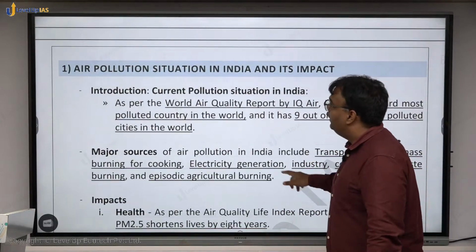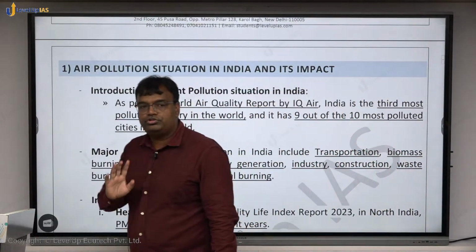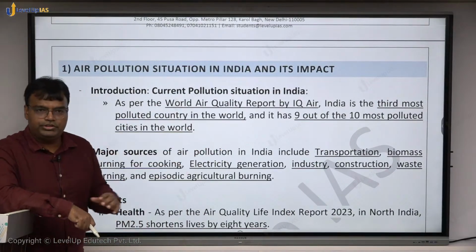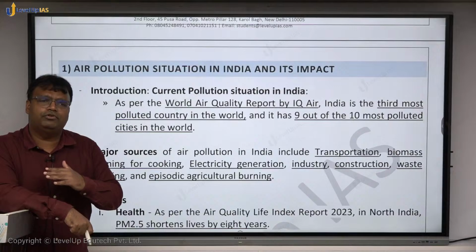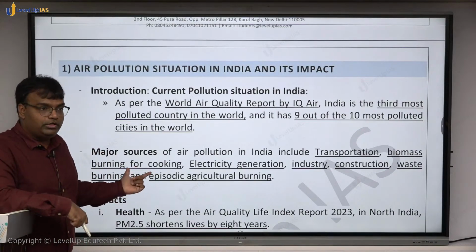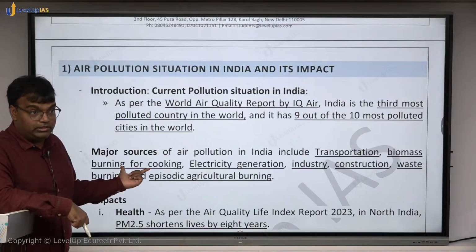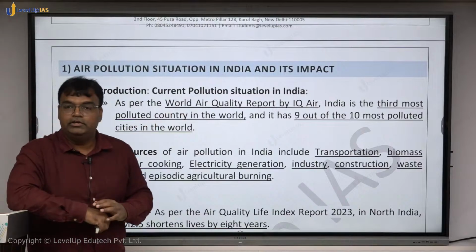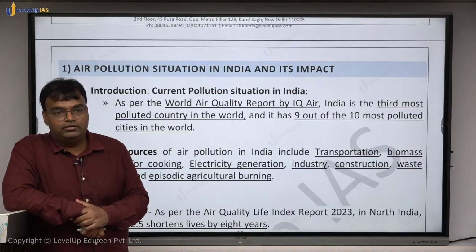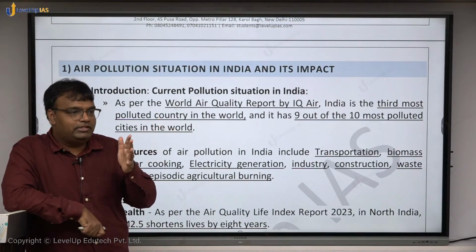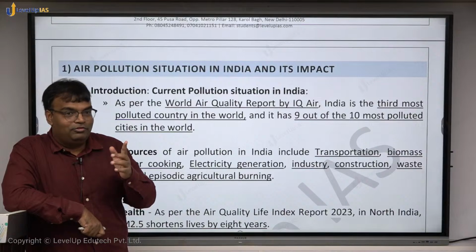Now, major sources of pollution in India include things like transportation. In Delhi, transportation is one of the primary reasons. Biomass burning for cooking. Now you will not understand that biomass burning is such a big issue, but which is the city as per this report which has the highest pollution? Begusarai.